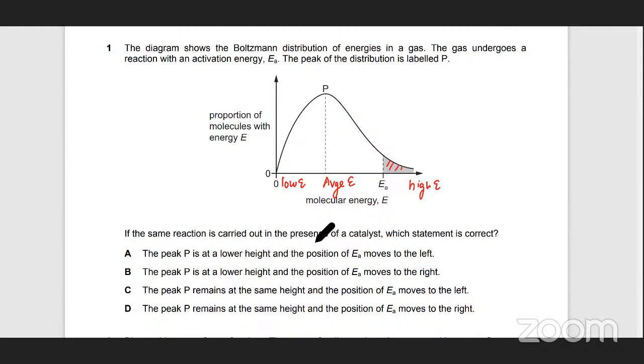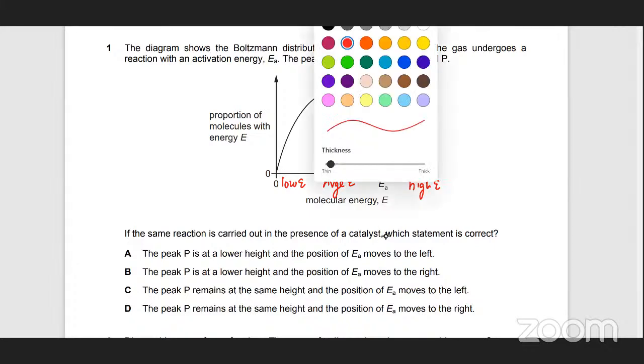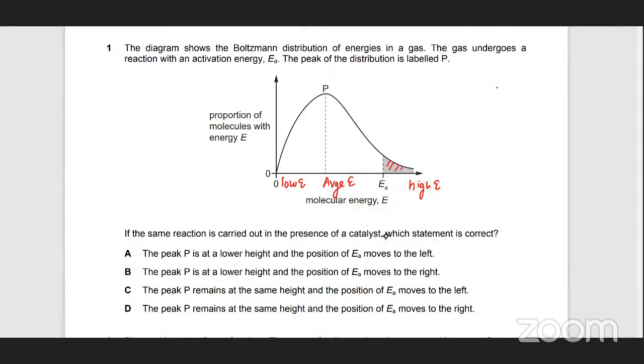So he's saying what would happen if you add a catalyst? What a catalyst would do is reduce the activation energy. It's going to bring it lower. So now even these particles which don't have enough energy are going to take part in the reaction. So the shape of the graph, or the distribution of molecular energies, is going to remain exactly the same. Nothing would happen to it.